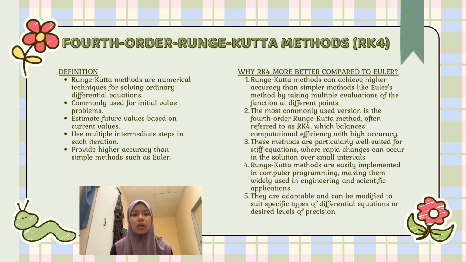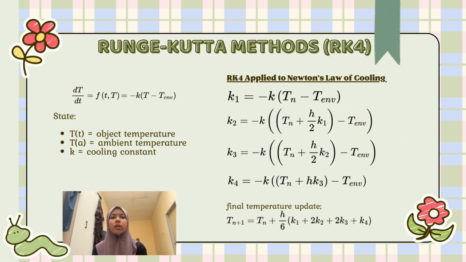Compared to the Euler method, which uses only one slope per step, the RK4 method uses 4 slopes, which allows RK4 to produce results that are much closer to the exact solution, especially for problems involving rapid change such as cooling processes. For a differential equation in the form dy/dt equals f(t, y), the RK4 method calculates four different slopes, which are denoted as K1, K2, K3, and K4.